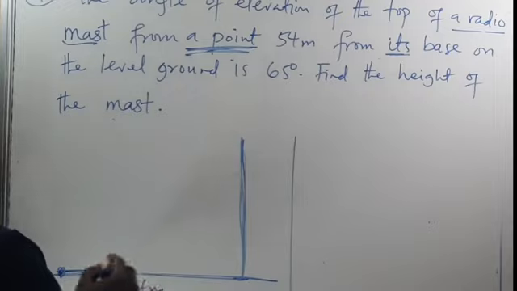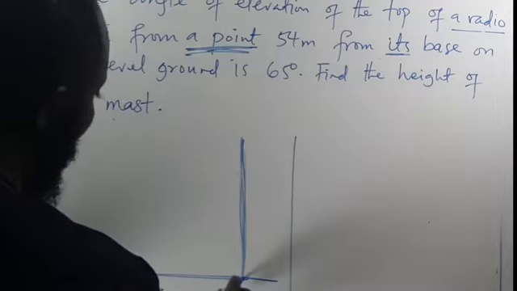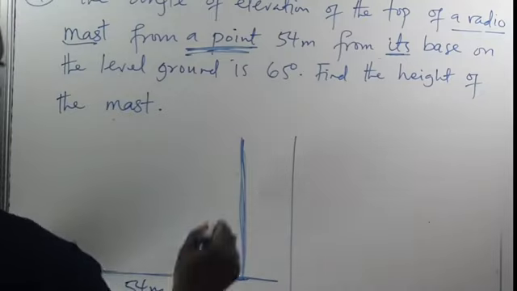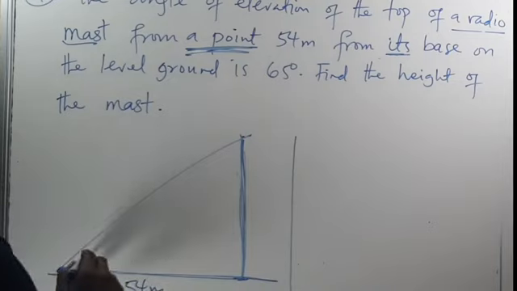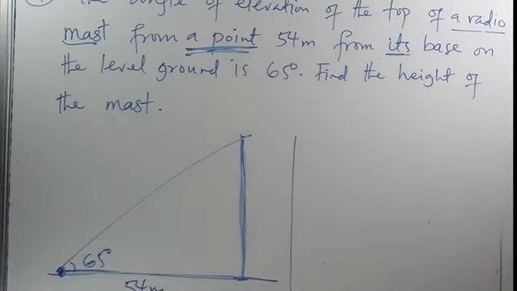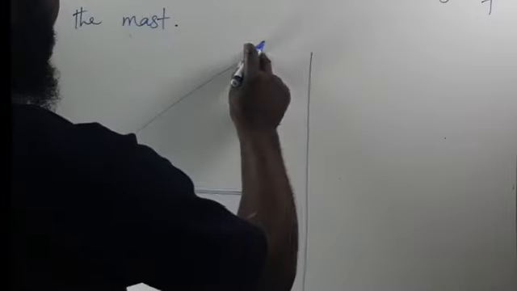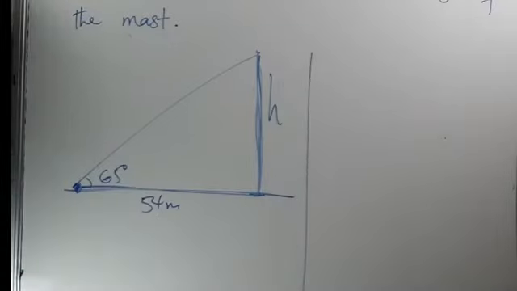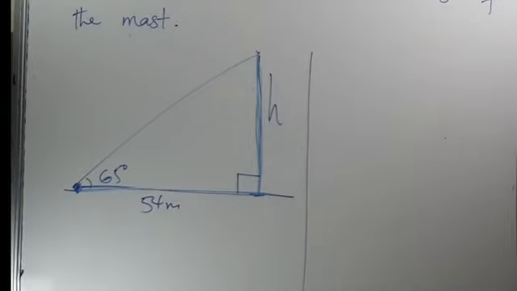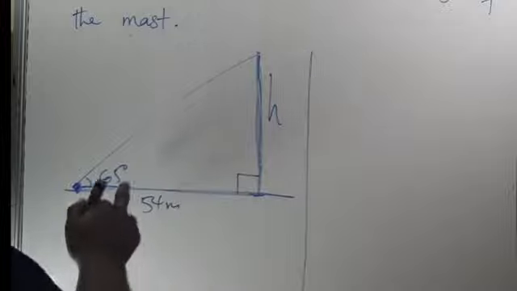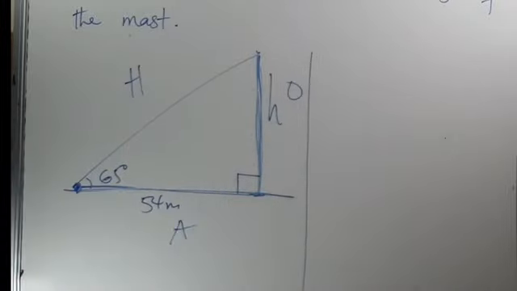The angle is 65 degrees. This is when you are looking straight, your horizontal eye level, and you want to look at the top here, you have to raise it and go like this. So this is 65 degrees, right? So find the height of the mast. That is, we're looking for this height here. This has formed a right angle triangle, so the height is the opposite, this is the hypotenuse, while this is the adjacent.